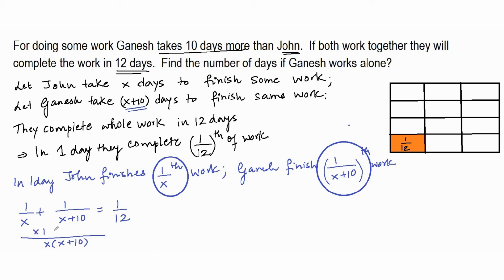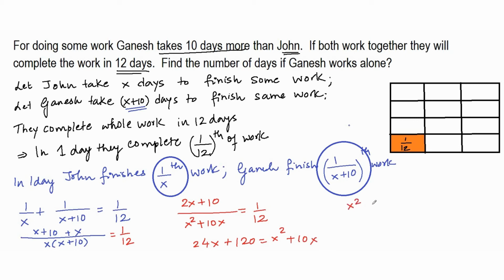The numerator is x plus 10 plus x, and therefore there are some like terms, which equals 1/12. x plus x is 2x, so 2x plus 10, the whole divided by x square plus 10x, is equal to 1/12, which means that 24x plus 120 is equal to x square plus 10x. Rearranging the terms, I get x square minus 14x plus 120 is therefore equal to 0.